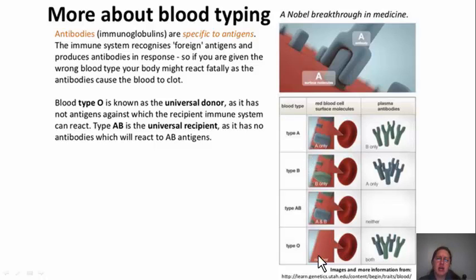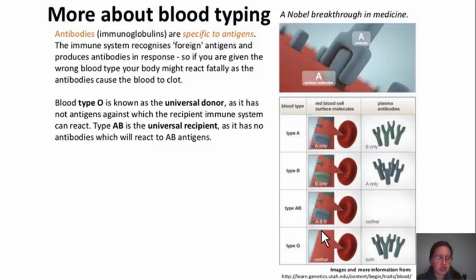When they give blood, blood type O is a universal donor because it has no antigens on the red blood cell, and the antibodies are centrifuged off and separated. So you just get plasma blood cells when you give blood.